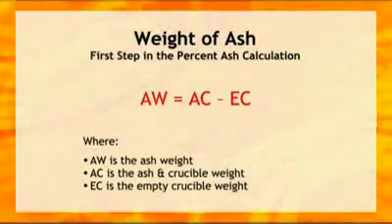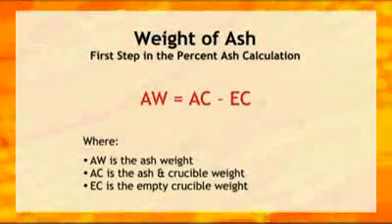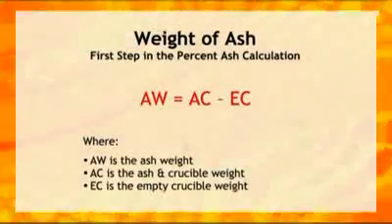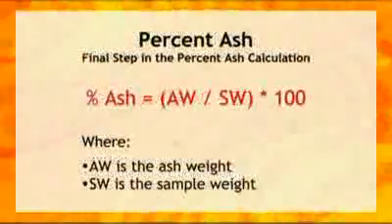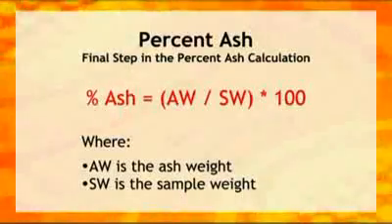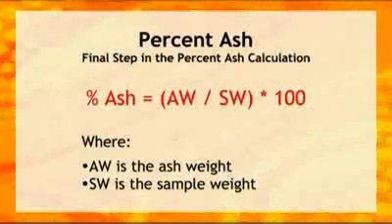The first step in the percent ash calculation is to determine the weight of the ash remaining from the sample. This is accomplished by subtracting the weight of the empty crucible from the combined weight of the crucible and the ashed sample. The final step in the percent ash calculation divides the ash weight by the sample weight and multiplies the value by 100 to convert it to percent.